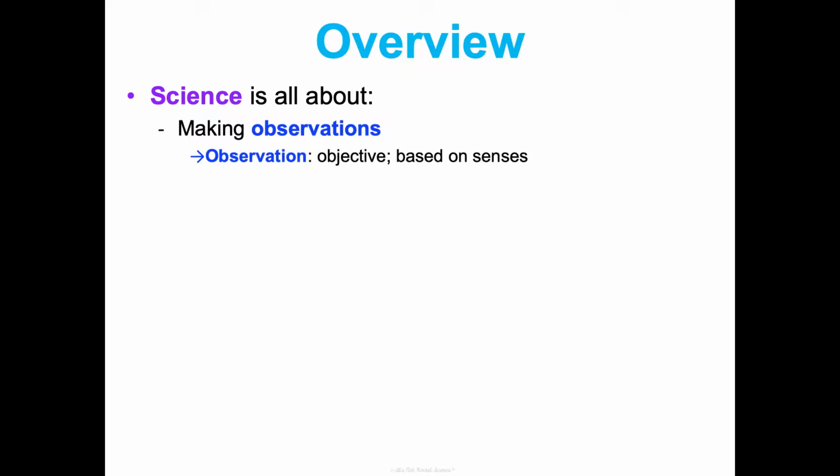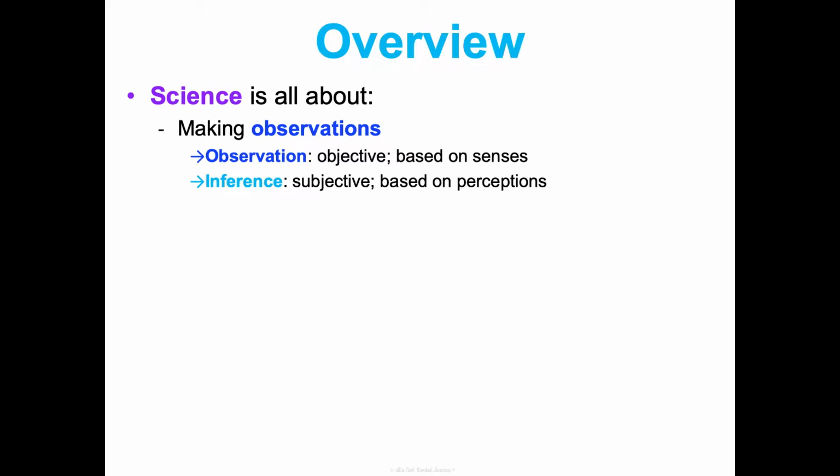An observation is objective and it's based on your senses, whereas an inference is subjective and it's based on your perceptions. So for example, if you walked outside right now and looked at the ground, you could maybe see that there is a liquid on the ground. You could touch it and it could feel wet. These are objective things that you can do with your eyes, with your hands, that you can touch, that you can sense.